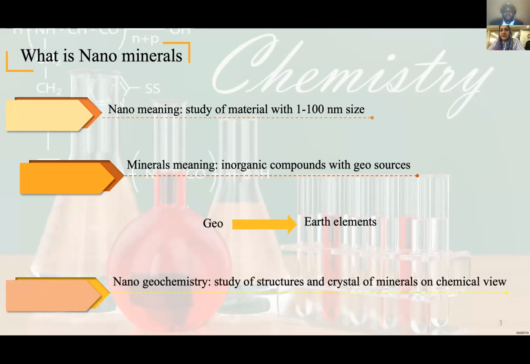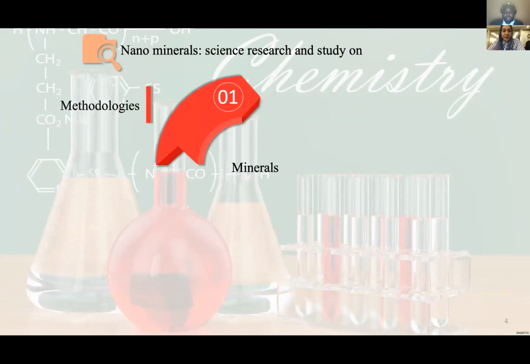Nanominerals: science, research, and study on minerals, including methodology, structure and crystal properties, morphology, and application. So nanomineralogy includes nanomineral chemistry, mineralogy, and geochemistry, in addition to nanogeopolymers with nanocrystals.